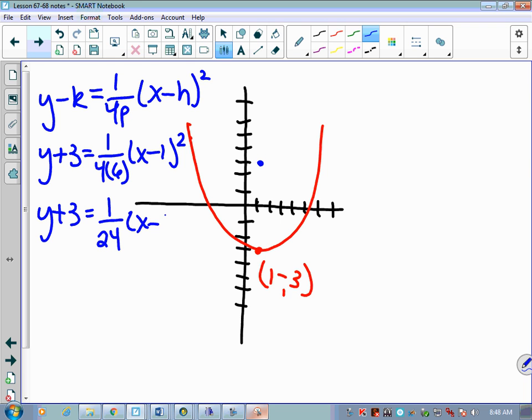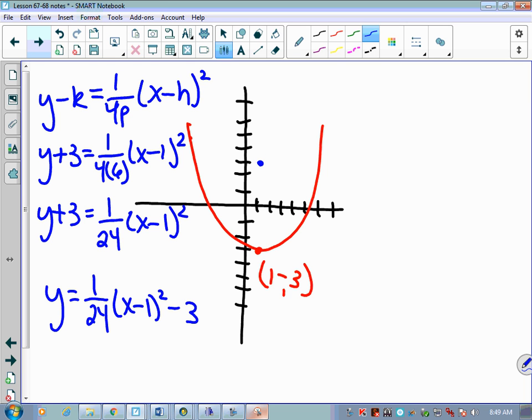Times (x minus 1) squared. And finally, we're going to move that 3 over. So our equation becomes y equals 1/24 (x minus 1) squared minus 3. And by looking at this, you can see how it's using the vertex form, because the vertex form here is going to tell me I'm going to go to the right 1. This is going to tell me I'm going to go down 3 to get my vertex based upon the equation of the parabola. This tells me how wide it's opening, that 1/24.